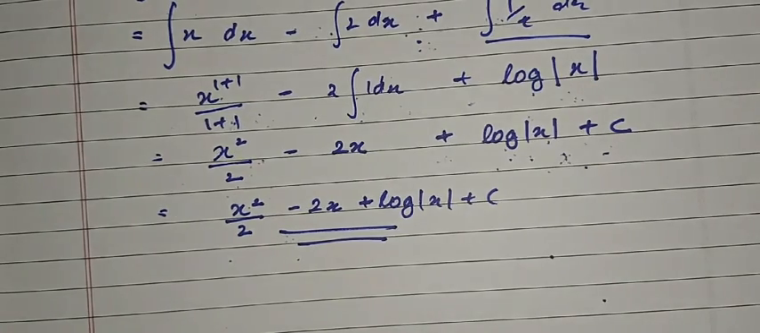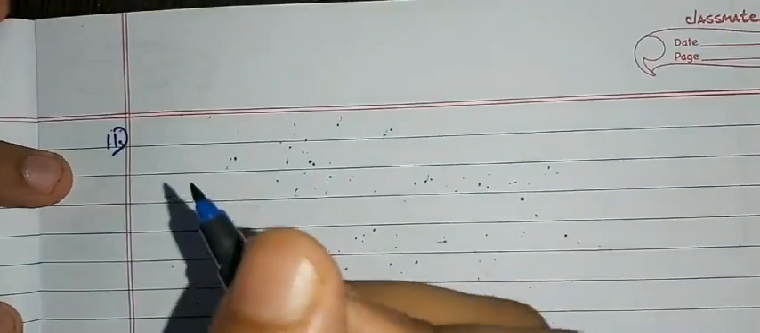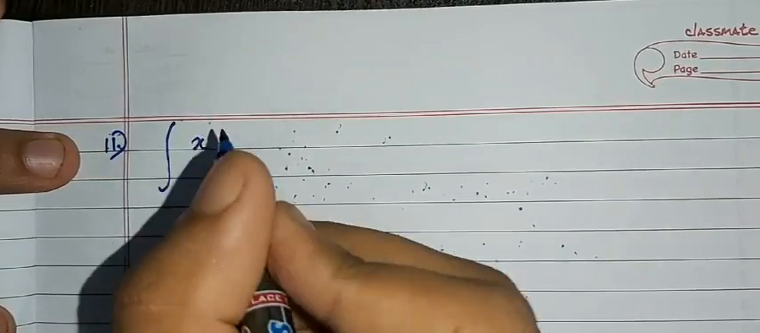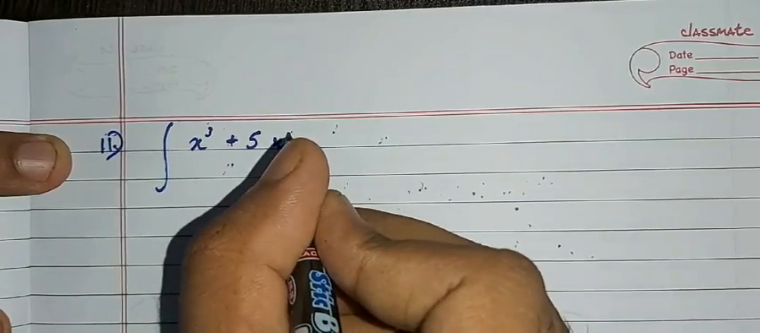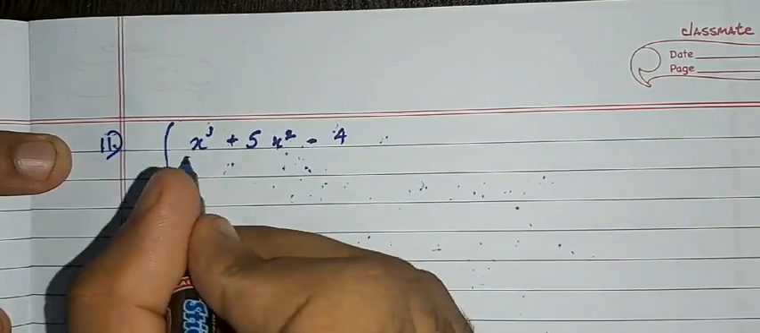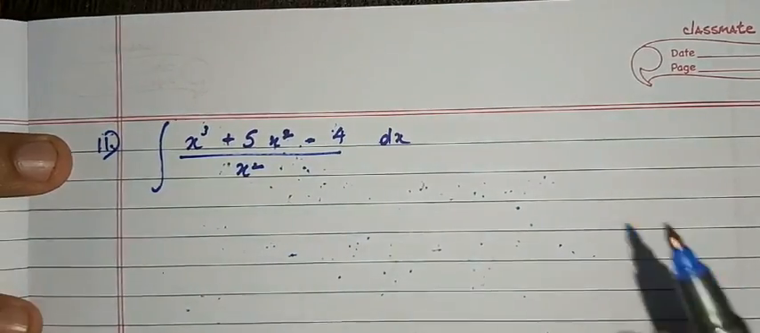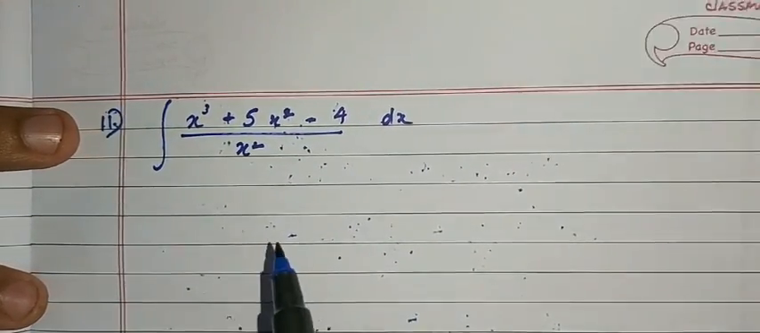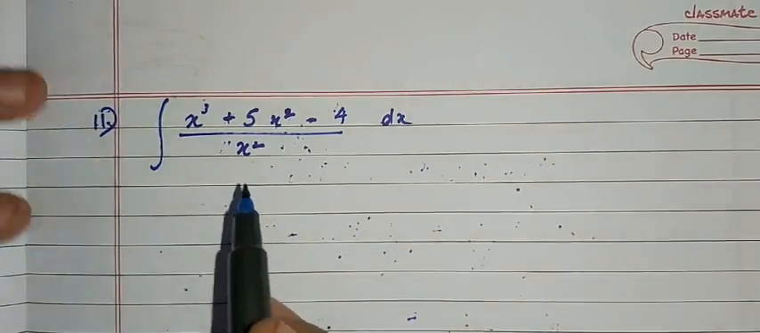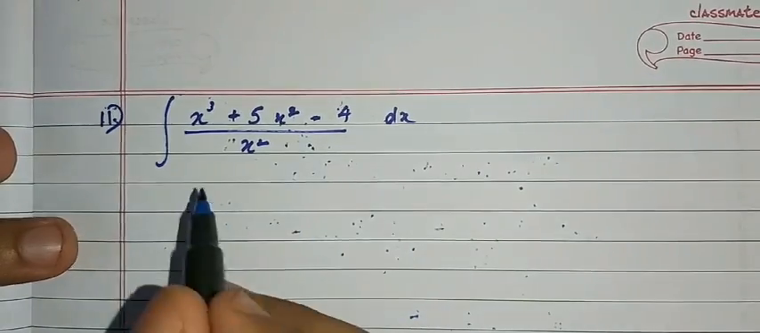Now we move on to the 11th question. So what is the 11th question, guys? The 11th question is integral of (x cube plus 5x square minus 4) by x square dx. Now this question is slightly difficult when compared to the questions we did before in this exercise. So let us do this with a little more concentration.